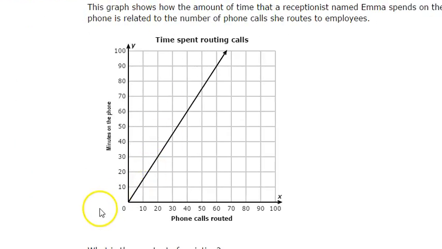So here I have a linear function, it's a line, the y-intercept is 0. So I know that this is a direct variation, again, because a direct variation is a linear function with the y-intercept of 0.